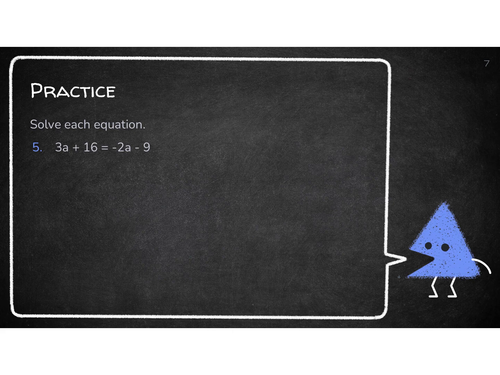Number 5. No parentheses. I have variables on both sides, so I'm going to get that negative 2a to the other side. And to get a negative to the other side, I'm going to add it.